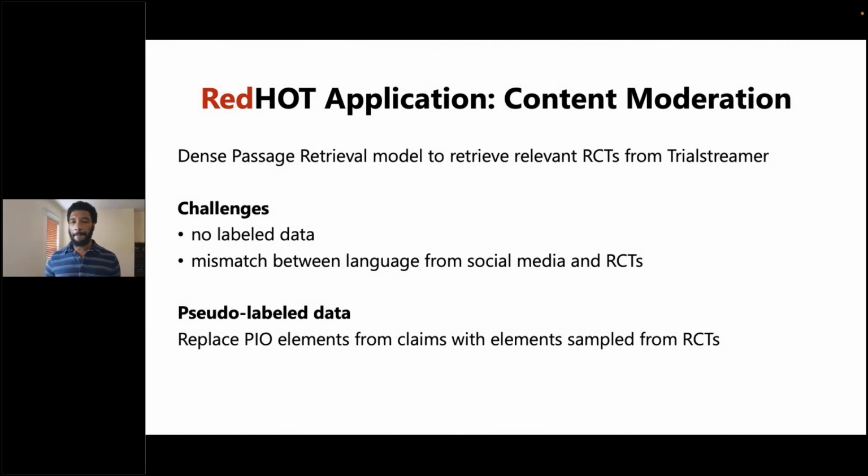A challenge here is that we do not have labeled data to train this model. And moreover, there is a mismatch between the language from social media and the language from randomized controlled trials. So our approach was to derive some pseudo-labeled data where we essentially replaced the PICO elements from the claims with elements sampled from randomized controlled trials. The PICO elements from a given randomized controlled trial were then associated with the claim where the PICO elements were replaced with those of the RCT.